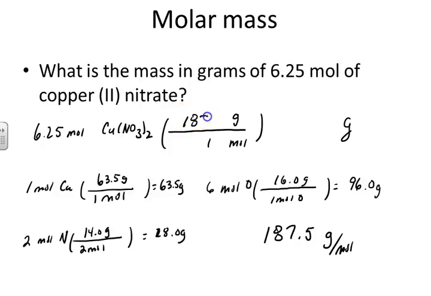So 187.5 grams. So then we multiply 6.25 times 187.5 to give 1,171.72 actually grams. From a sig fig standpoint, 1,170 is good. 3 sig figs. And that concludes the problem solving. This will be followed by a set of problems for you to attempt on your own during class time.